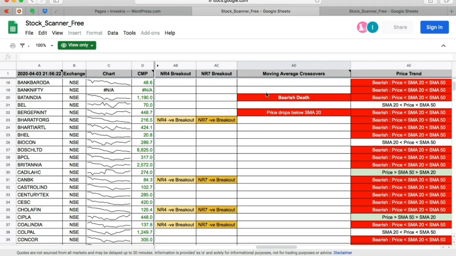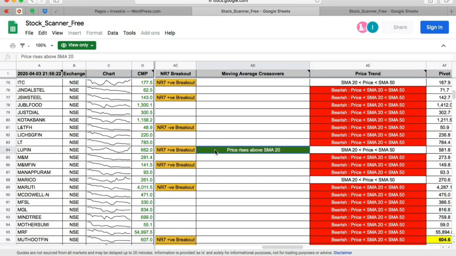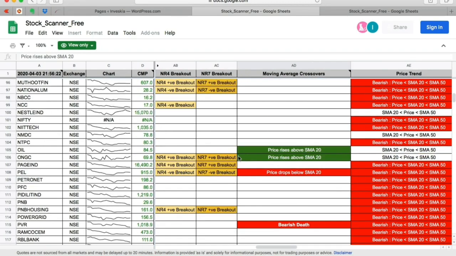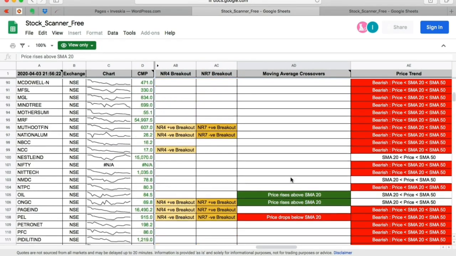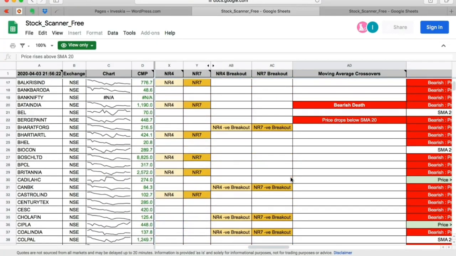Be careful, guys, who are holding Bata India and Berger Paint. Now can we find some green over here? Let's see. Yeah, we can find Lupin. Lupin is up for something. Let's see what's gonna happen. Yeah, there are also two greens. Now let's move to another indicator.